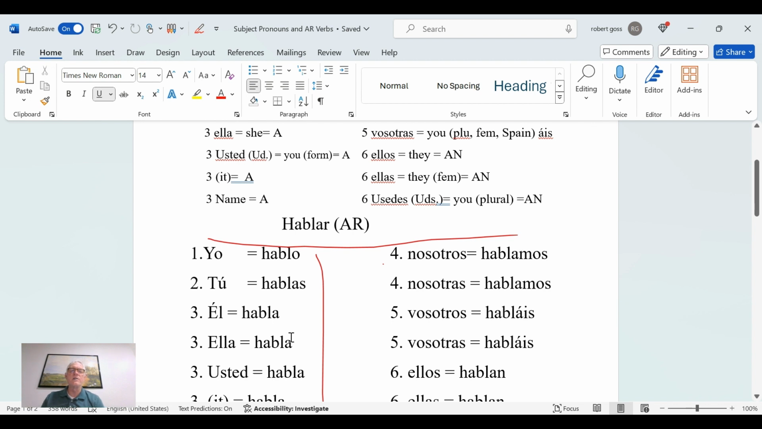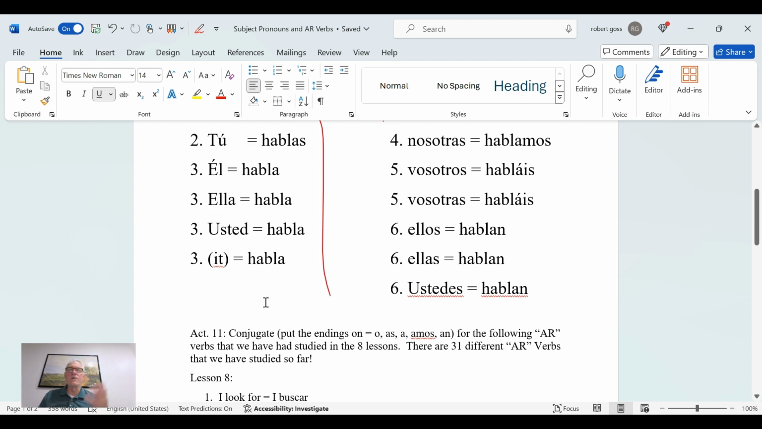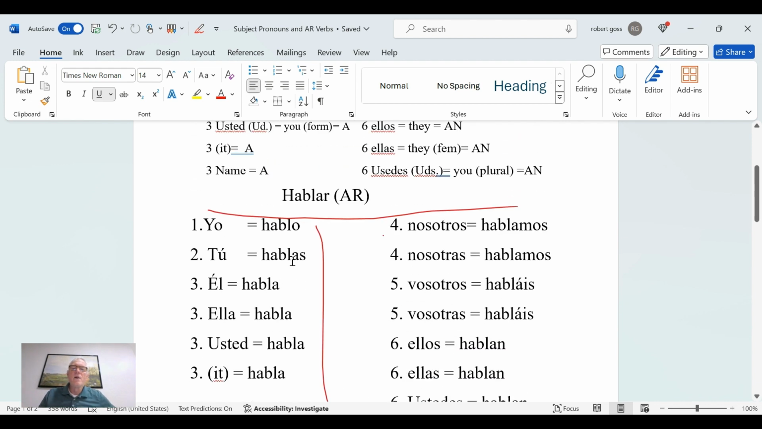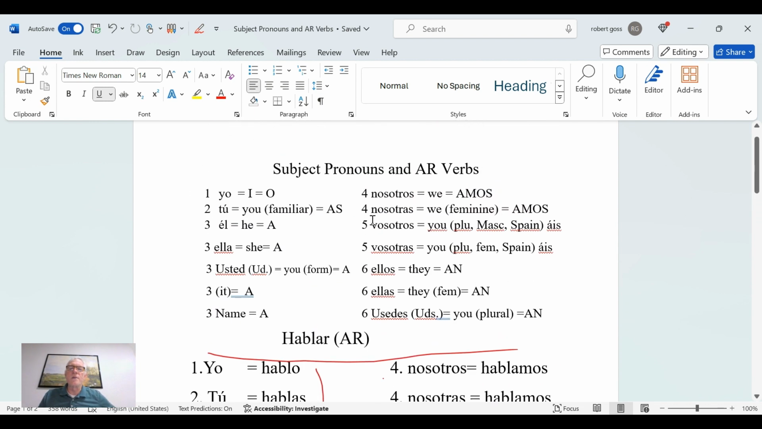Ella, I cross off the AR, I put an A. Ella habla, she speaks. Usted, I cross off the AR and I put an A. Usted habla, you formal. Somebody I want to show respect to, somebody I don't know, somebody that's older than me, somebody that has a title, you speak. 3, it speaks. I don't know, the dog speaks, I guess. We don't have a word for it, but we'd cross off the AR and put an A, and that'd mean it speaks.